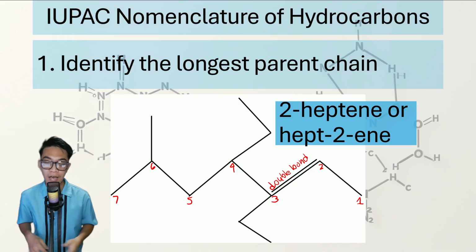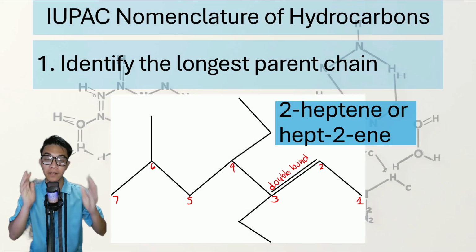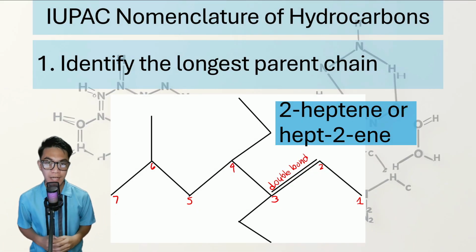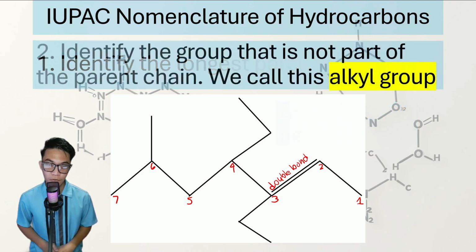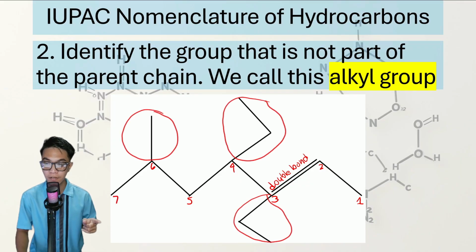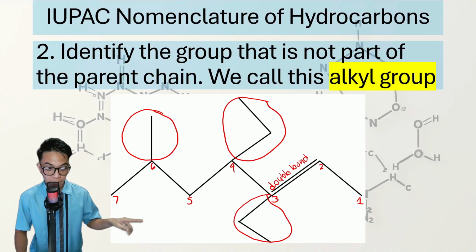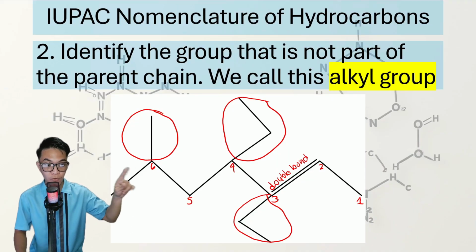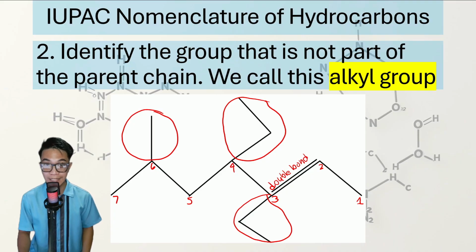There's a variation in how you can give the name for an unsaturated hydrocarbon, for an alkene or alkyne. So either of these two names is correct. Now that we've identified our parent chain, 2-heptene, it's time for us to identify the different alkyl groups and give them a name. Here are the different alkyl groups attached to this parent heptene chain. We have these 1, 2, and 3 alkyl groups.